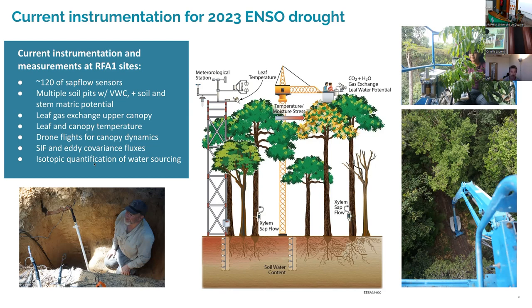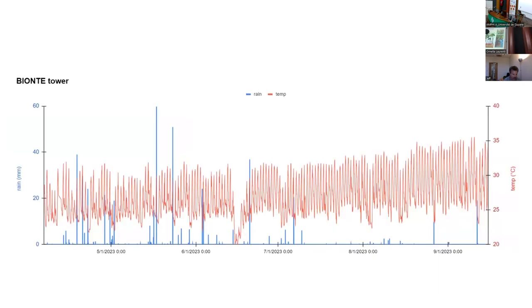So we're just starting to process this data now, but we should have a much better sense of what exactly causes stress and death in trees under these kind of extreme conditions.